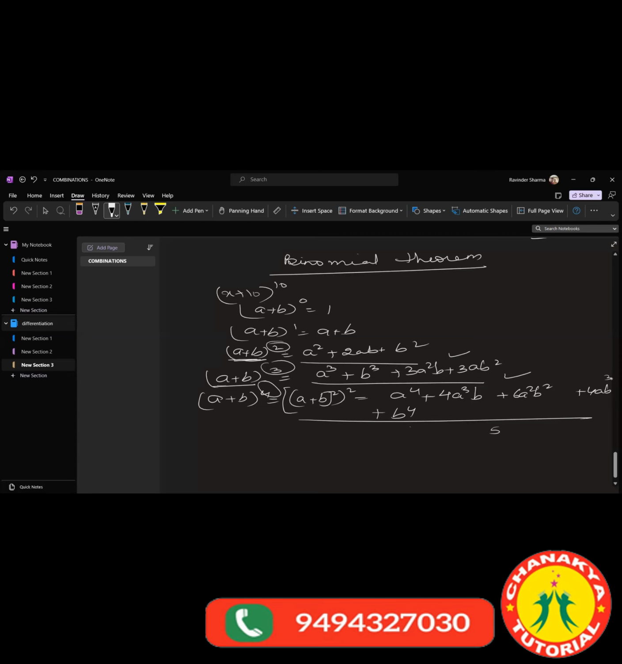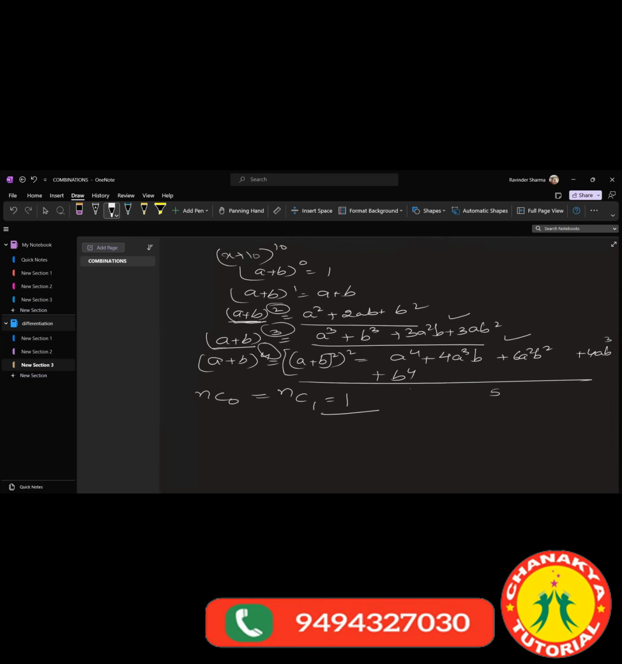Binomial theorem is basically, first of all, NC0, NCN, this is equal to 1, by your combination, which we have studied earlier. And binomial theorem is basically A plus B whole raised to the power n. This is the general formula.